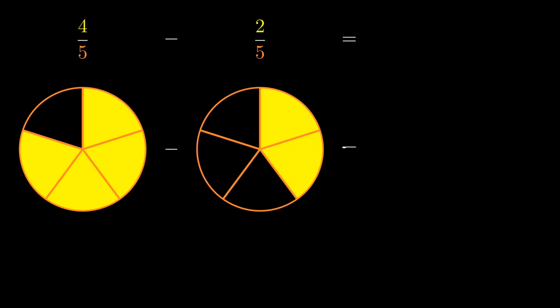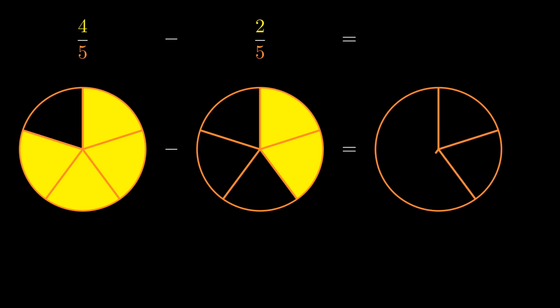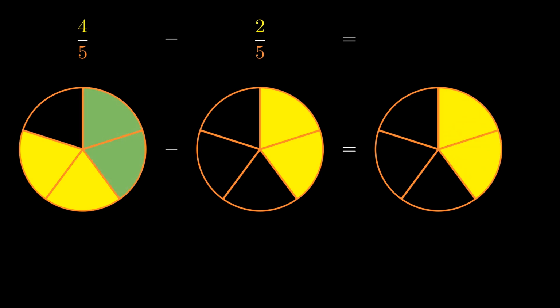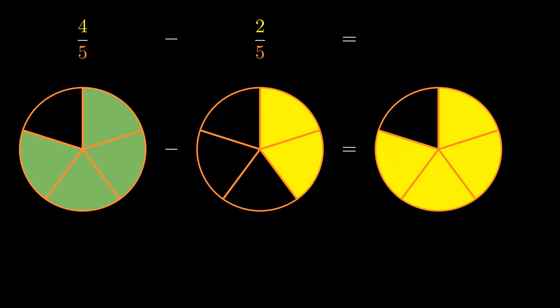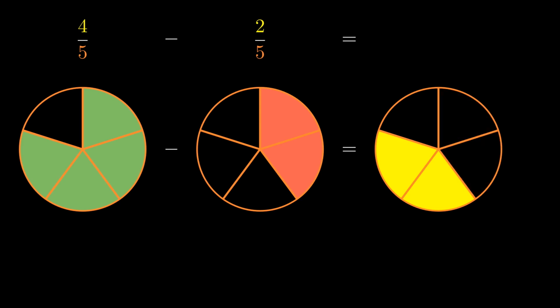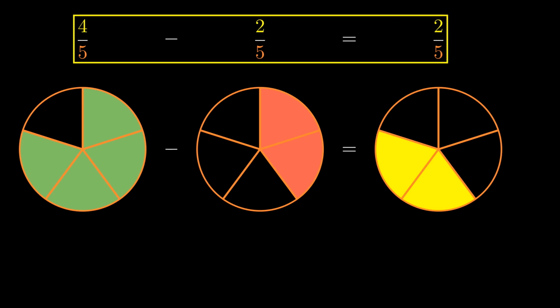So we are required to remove 2 of the regions from 4 of the regions. So let's represent this as a diagram. Split another pizza into 5 equal slices, shade 4 of them, as shown, and then remove 2 of the slices. So let's remove these 2 here, so that we're left with 2 slices out of 5.